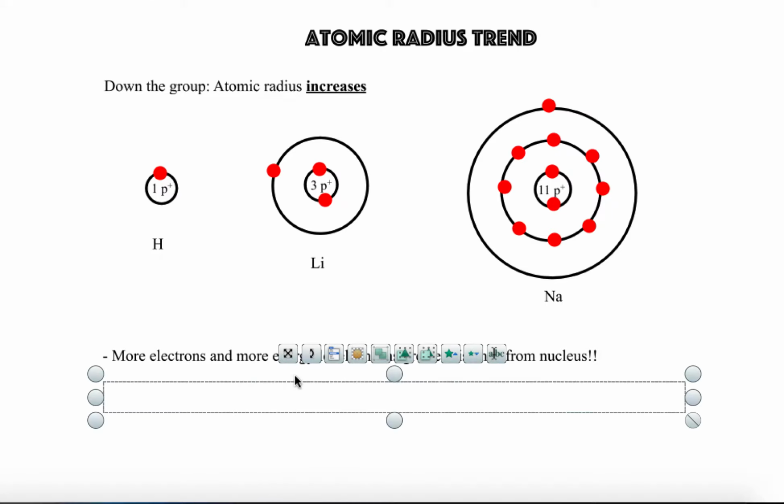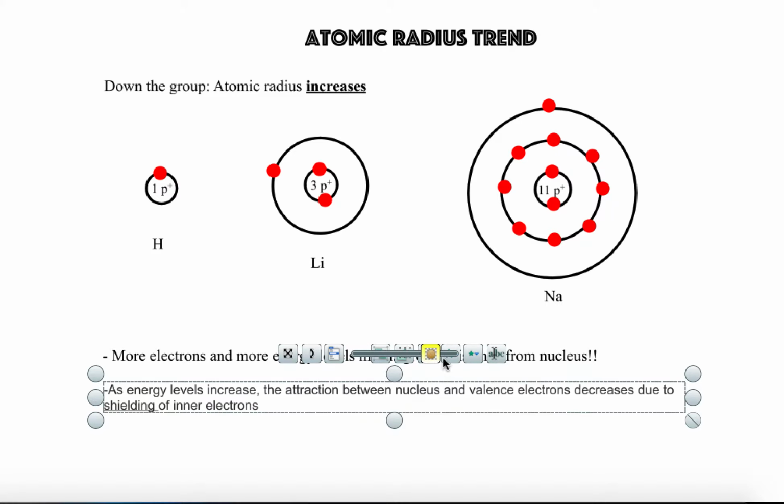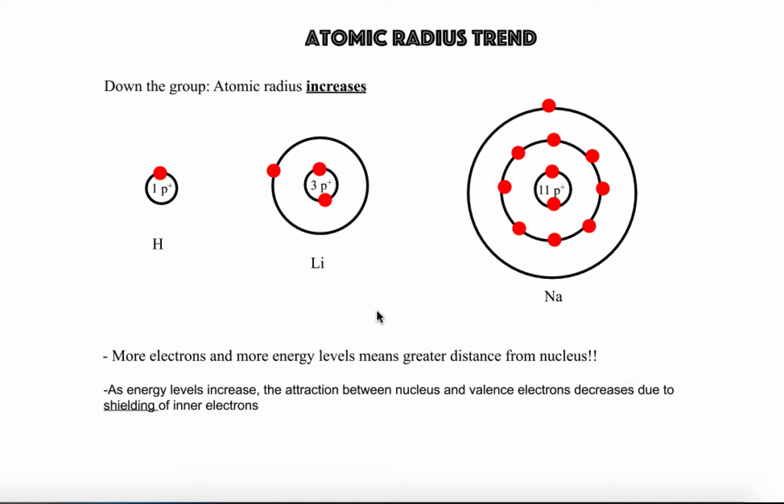Another reason why the atom gets bigger as we go down is due to an effect called shielding. So as the energy levels are increasing, there are more and more electrons being packed in. Now, the nucleus being positively charged and the electrons being negatively charged, there's actually an attraction between the two. The valence electrons, the electrons on the outermost ring, are also attracted to the nucleus here. If there's more inner electrons to get in the way, there's more shielding. The valence electrons on the outside are being shielded more, or protected against the attraction.